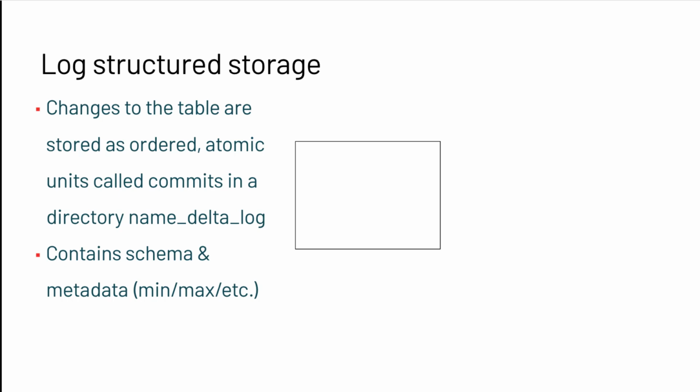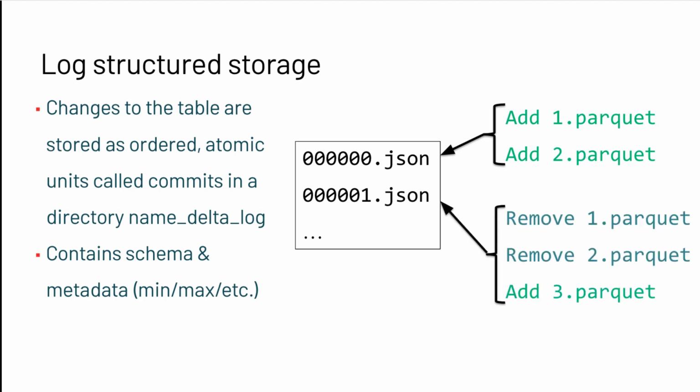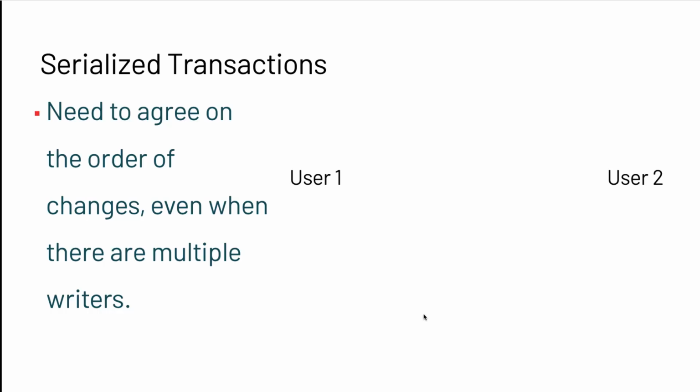So, as I said, all changes in a Delta table are stored as those atomic units, those commits. And they contain the schema and metadata, like some table statistics and things like that. So each of these commits is just tracking these small individual changes. And then they're going to get all packaged up together to create a checkpoint file that logs the table state exactly as it is at a point in time. So all this is recorded as a set of serialized transactions.